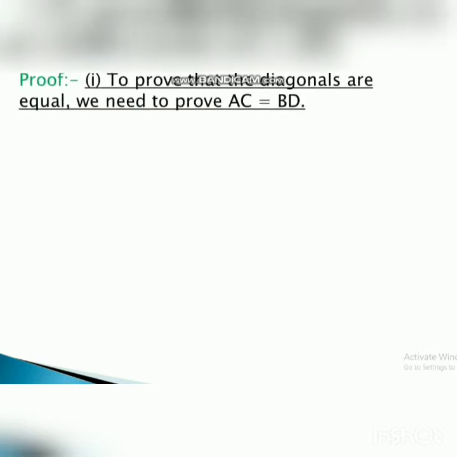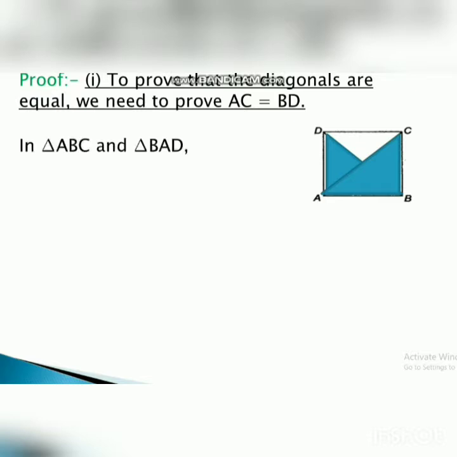For that, we are going to prove the congruency of two triangles having corresponding sides AC and BD. That will help us to prove that AC is equal to BD. From the diagram, can you figure out the triangle having BD as its side? It is triangle BAD. Then what about the other triangle having AC as one of its sides? It is triangle ABC. So consider triangle ABC and triangle BAD. Now prove the congruency of these two triangles.